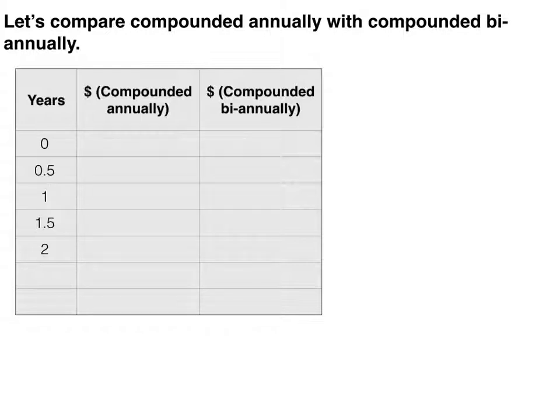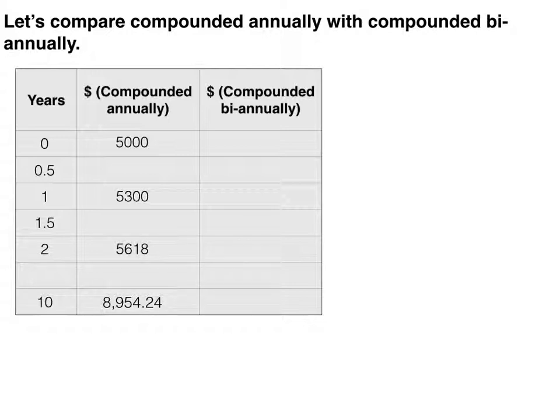So we can put in our years, and when we compounded annually, we had $5,000. That's how we started. After 1 year, we had $5,300. After 2 years, we had $5,618. After 10 years, we had $8,954.24. This is just coming off of what we already did. This is what we did the first time.